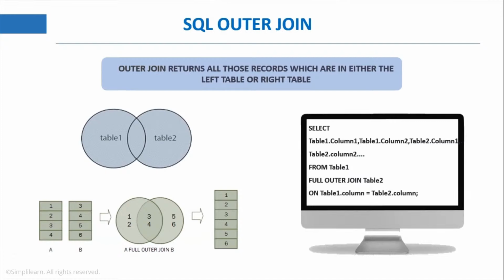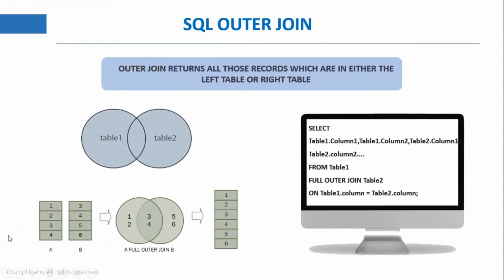From table1, full outer join table2 on table1.column equals table2.column. Now as far as MySQL is concerned, this syntax is not applicable. If you're working on other databases like PostgreSQL and Microsoft SQL Server, you can apply this syntax. But if you're working on MySQL Workbench, there is a different syntax which I'll be discussing in a while.